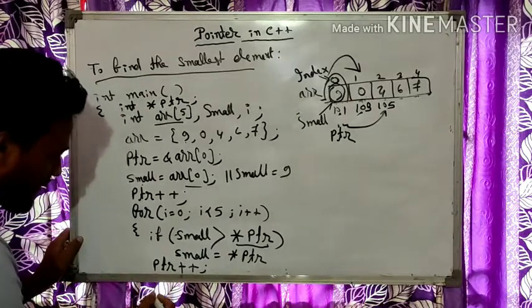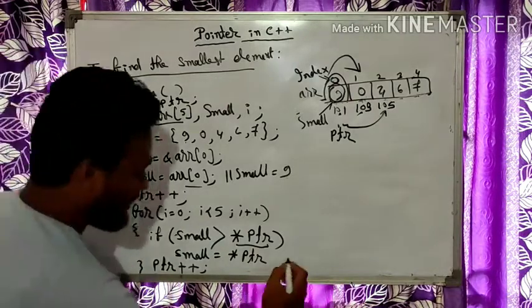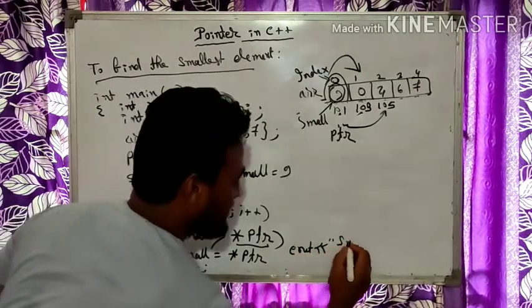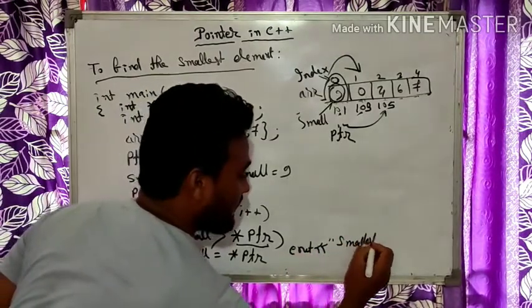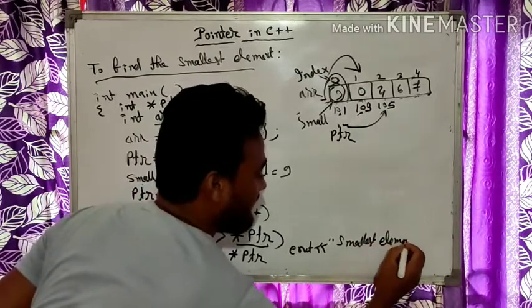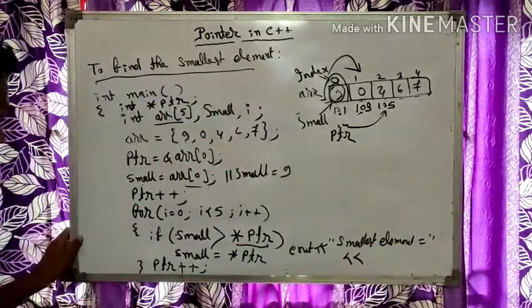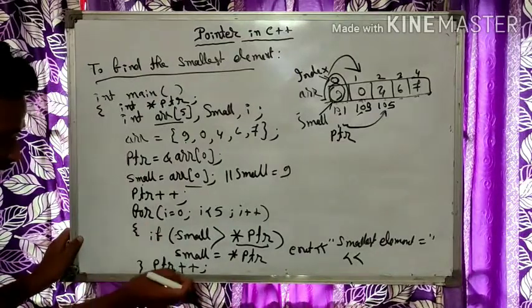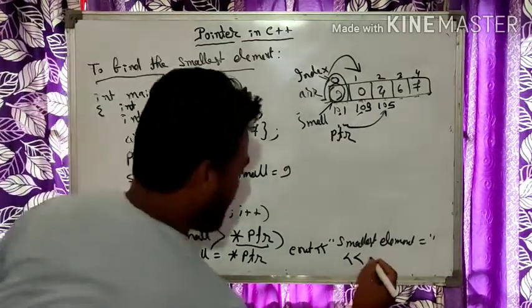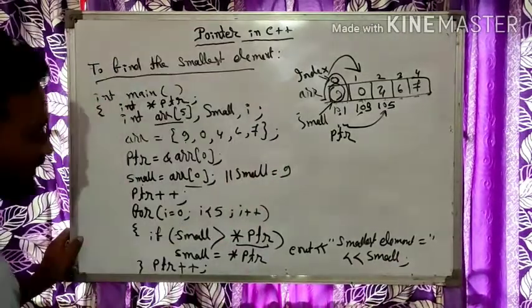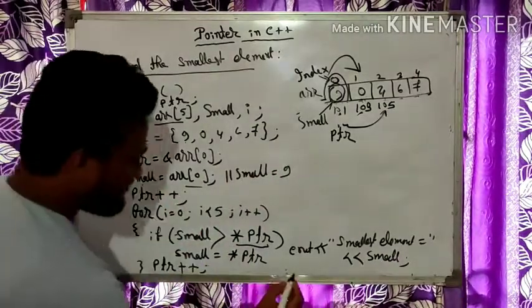Now this is the for loop. Now our job is to display it. cout smallest element equal to, where will we get the smallest element? We will get the smallest element in the variable small. So small. Done. Close the bracket of this main function.